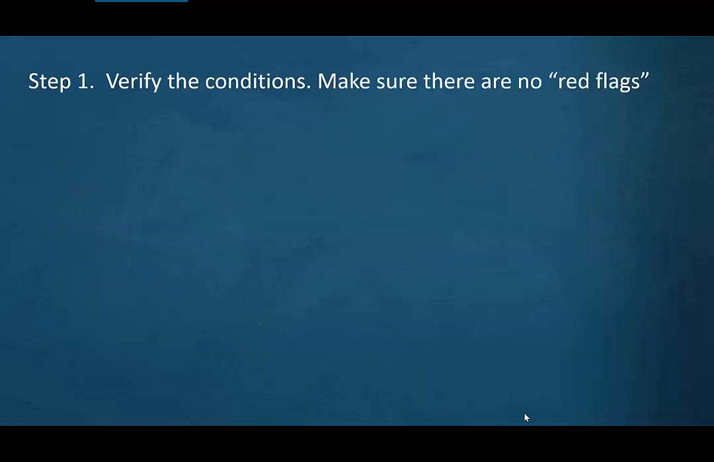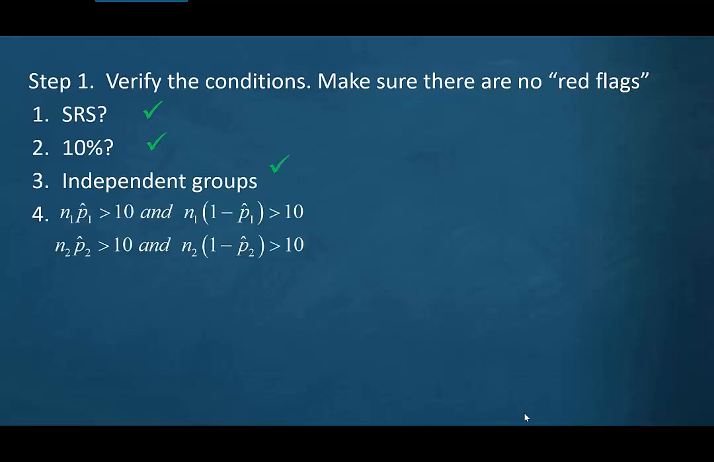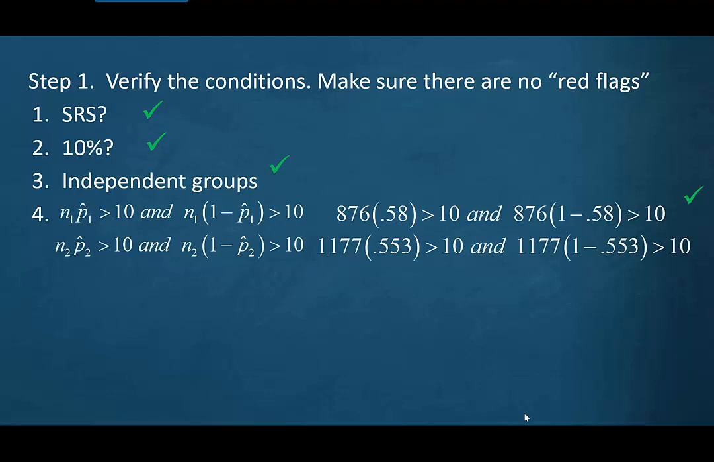So again, we're going to verify our conditions. Simple random sample. That one looks good. Less than 10% of the total population. That looks good. The groups are independent. And our large count condition, we do 876 times 0.58, that's bigger than 10. 876 times 1 minus 0.58, that's bigger than 10. And same with the next sample, 1177 times 0.553 is bigger than 10. 1177 times 1 minus 0.553 is bigger than 10.